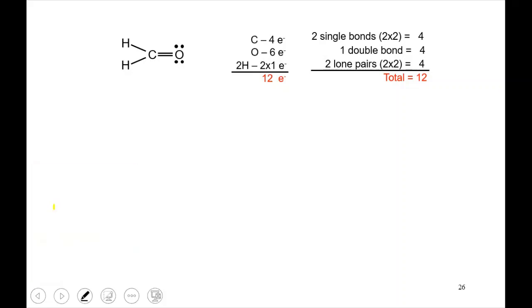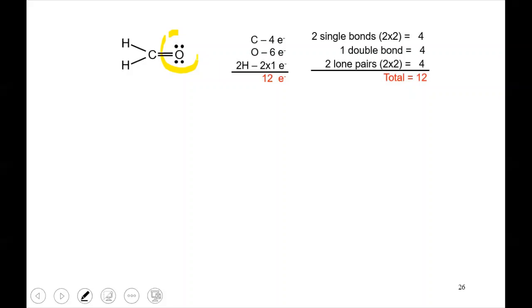Now let's look at the criterion of octets. Does every atom here obey the octet rule? Now the hydrogens, we don't count them because they're on the outside, but you can see where the oxygen here has 2 lone pairs and then 2 bonded pairs for a total of 8.